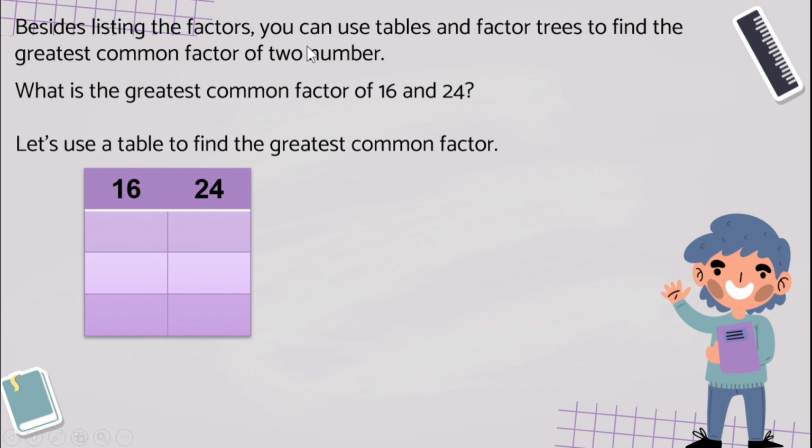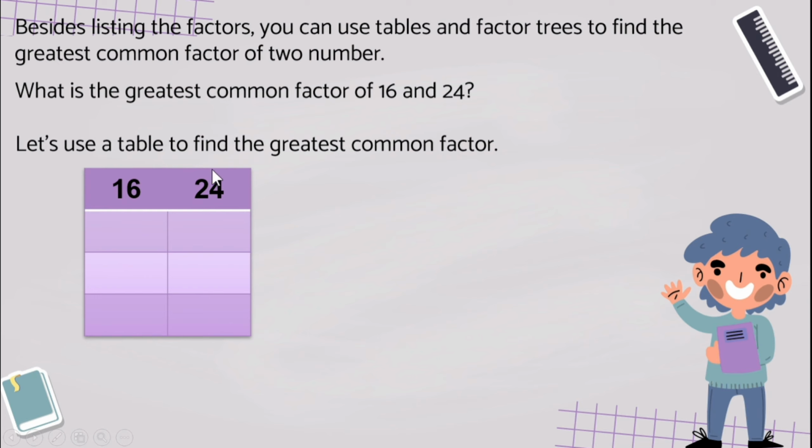Besides listing the factors, you can use tables or factor trees to find the greatest common factor of two numbers. And the question is, what is the greatest common factor of 16 and 24? And now, let's use a table to find the greatest common factor. We can do it the same way as the LCM.